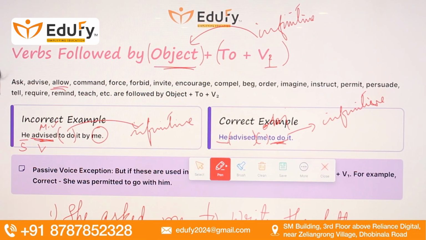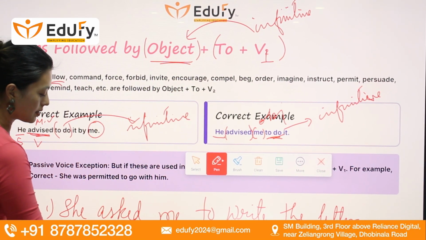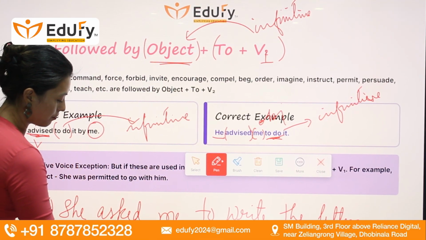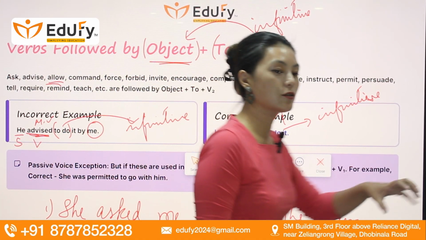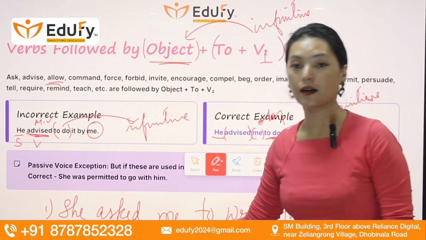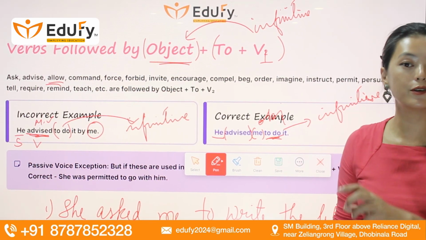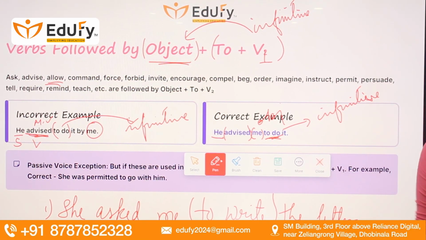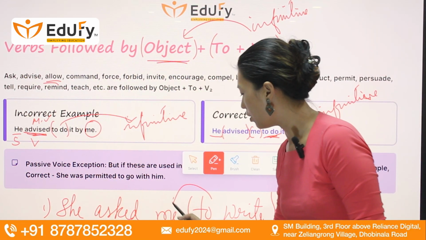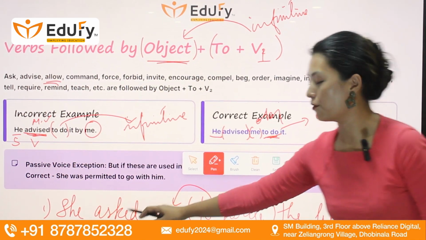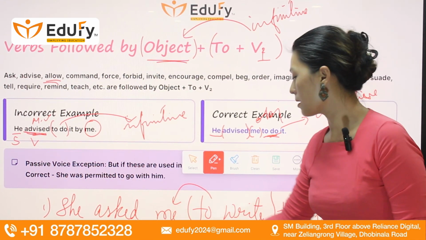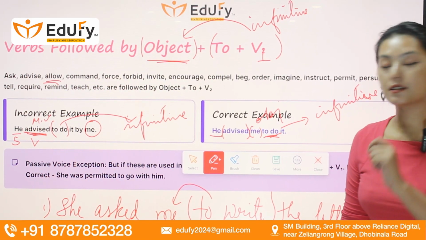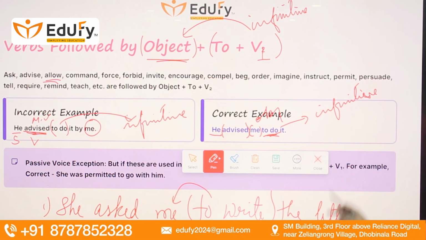We see she as the subject and asked is the main verb. So the main verb is talking about what? Asking. Asking who? We need someone within the sentence. In order for me to write an infinitive in the sentence, I need an object with this verb, okay? And that object is me in the sentence. She asked me to write the letter.